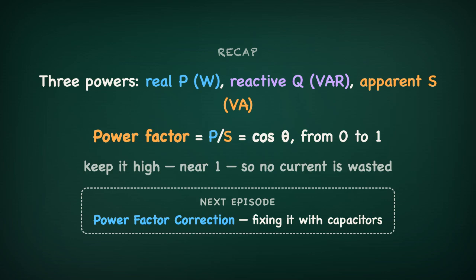Next time, power factor correction. Add in capacitors to cancel the reactance, and push that number back toward 1.